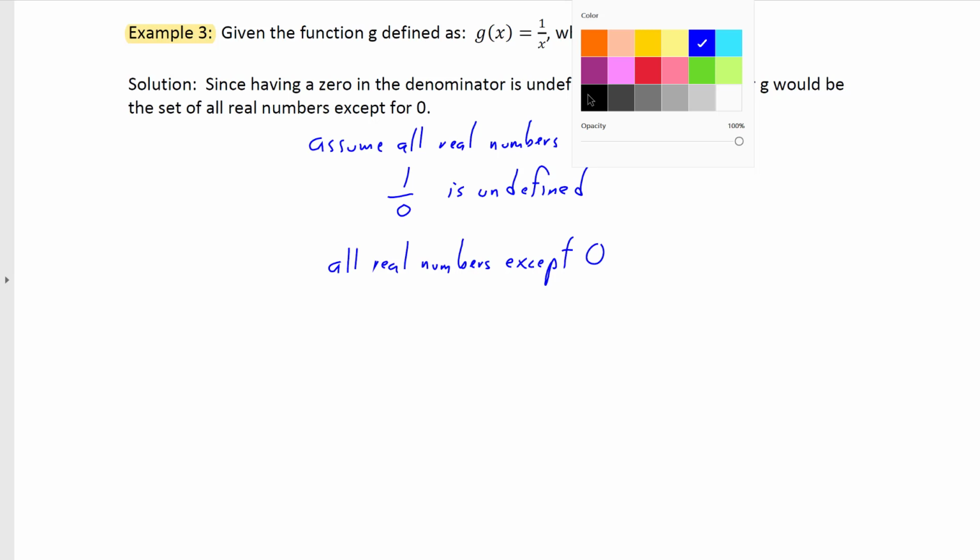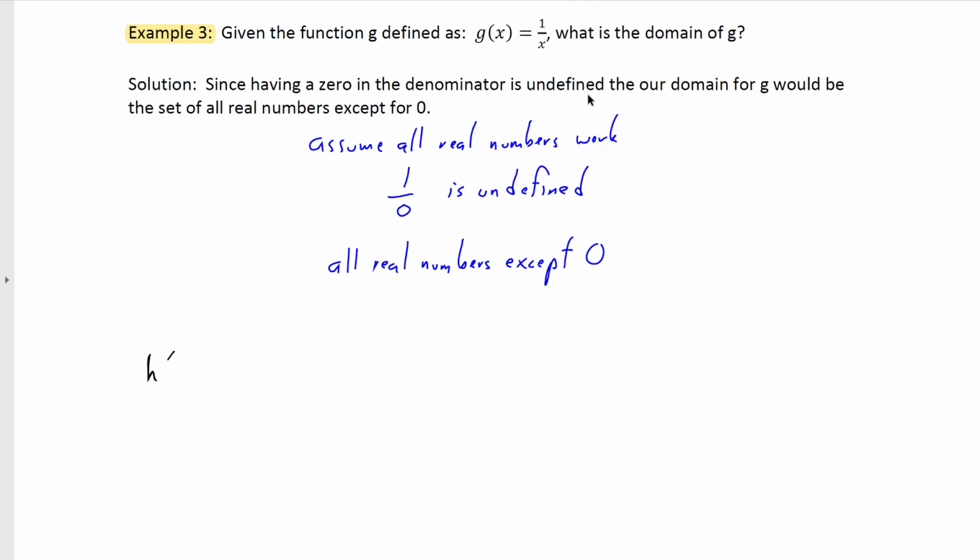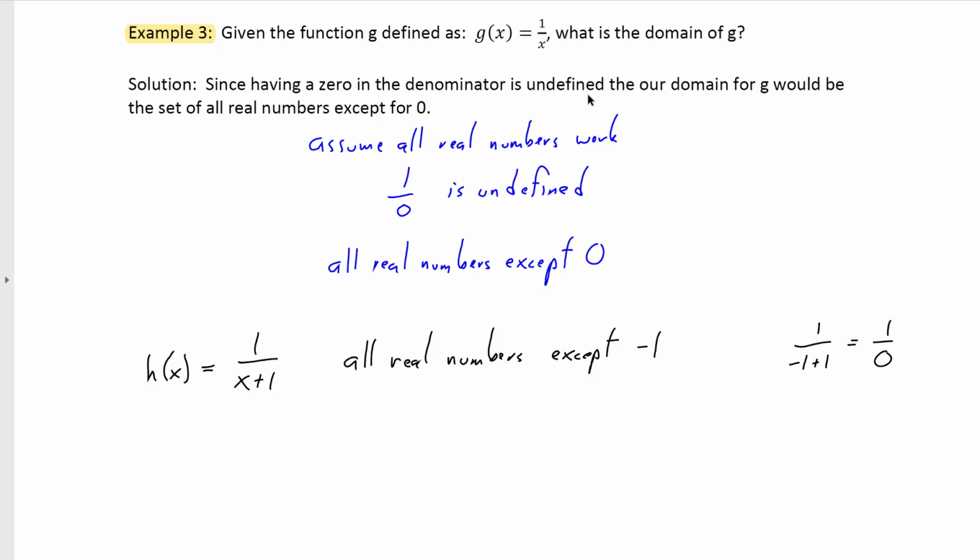All right, I'm going to consider h of x is equal to 1 over x plus 1. Its domain is going to be all real numbers. That's what we assume to start with, except -1. Why -1? Well, -1 because if we plug -1 in for x, we will have 1 over -1 plus 1, which is 1 over 0. We get the divide by 0 problem. So -1 is the number that causes us to try to divide by 0, so it's the number we want to leave out of our domain.